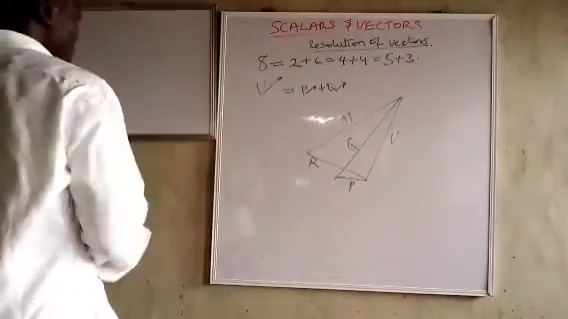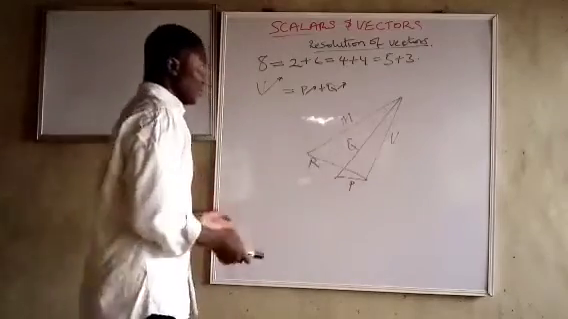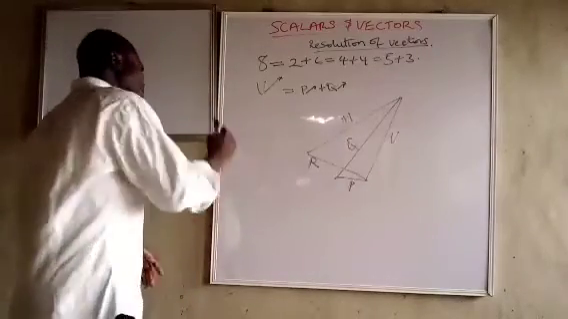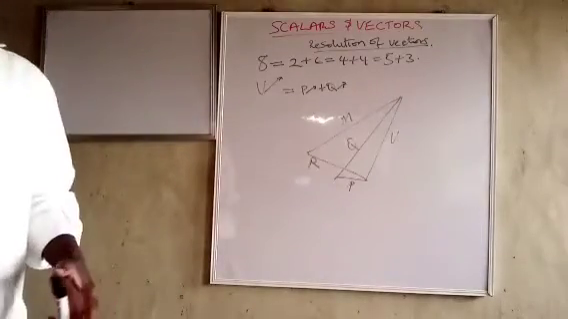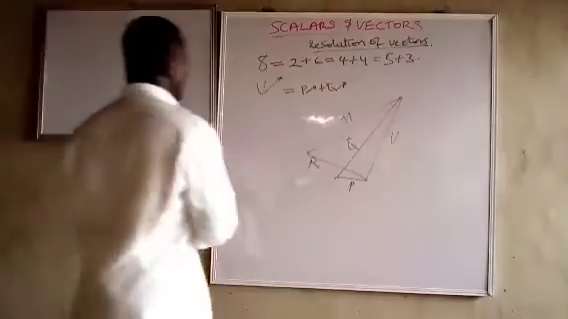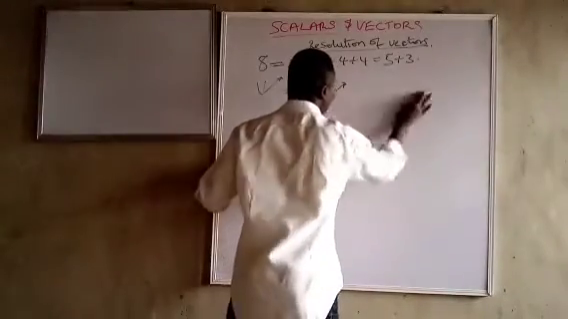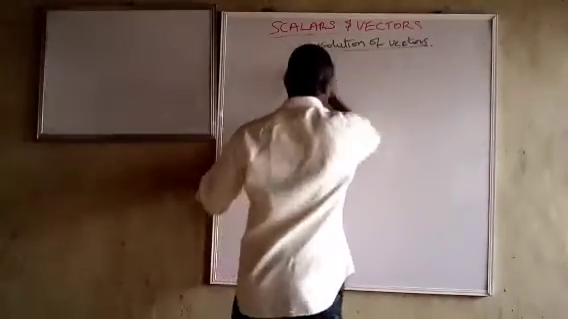But what do we do? We try to make things easy for ourselves in physics. So we resolve along 2 perpendicular planes. We resolve along 2 perpendicular directions. So we have 2 perpendicular directions, and this makes it easy for us to even apply Pythagoras rule.